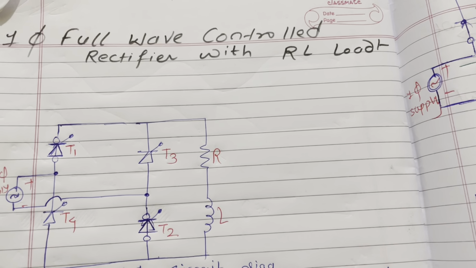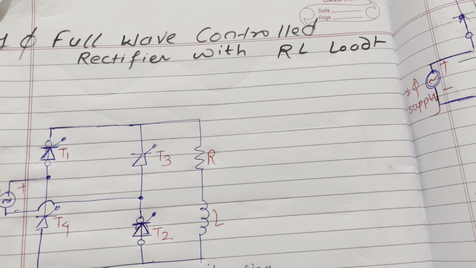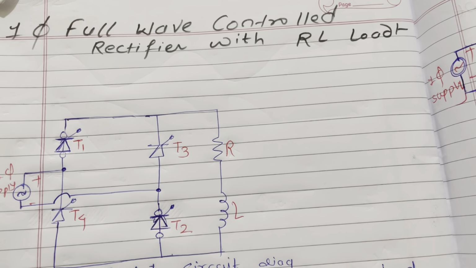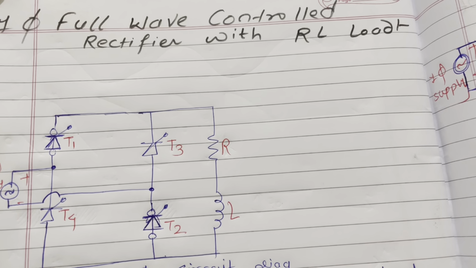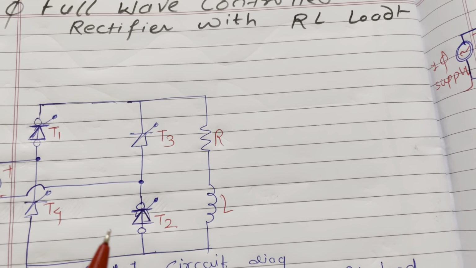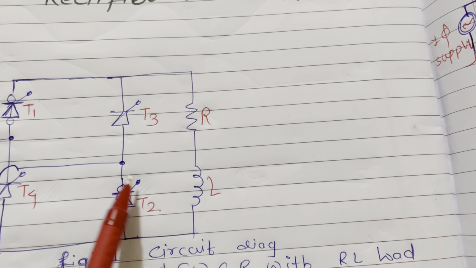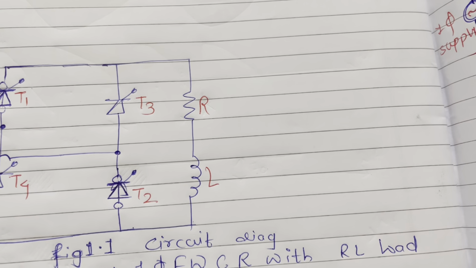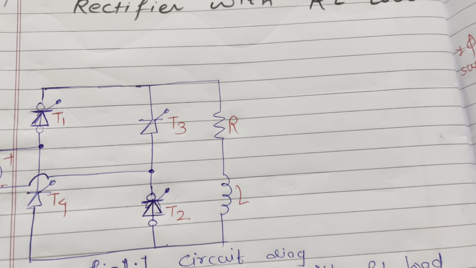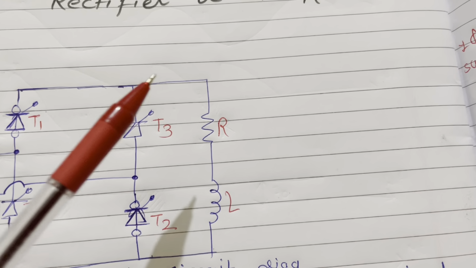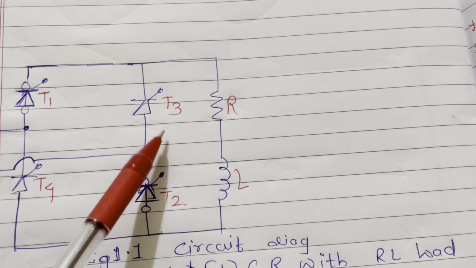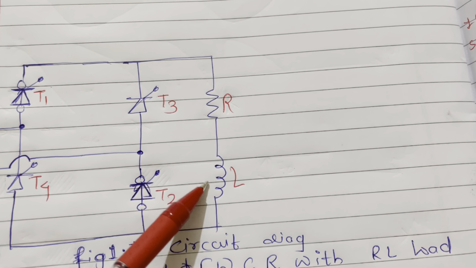Hello friends, today we will learn the single phase full wave controlled rectifier with the RL load. In practice, the load may not always be purely resistive; it can be purely inductive or a combination of resistance and inductance. So the load current can be continuous depending upon the value of the inductance.